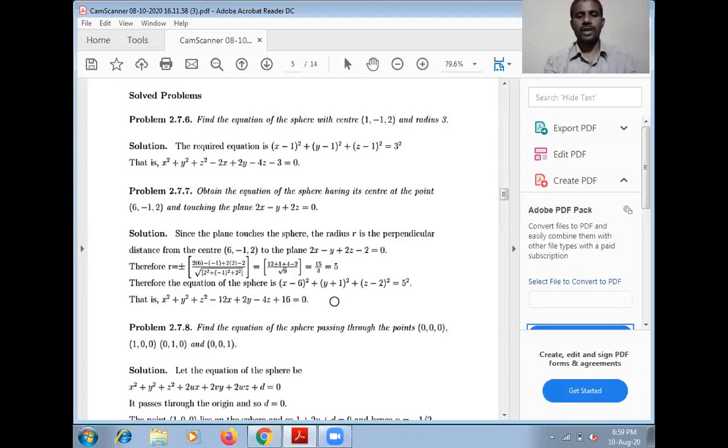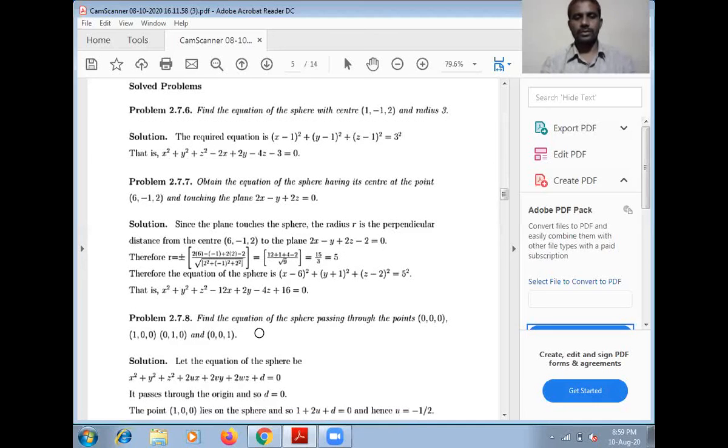So therefore the equation of the sphere is x minus 6 whole square plus y plus 1 whole square plus z minus 2 whole square equal to 5 square. Now expand this equation, we get the equation of sphere. So that is x square plus y square plus z square minus 12x minus 4z plus 16 equal to 0. This is the required equation of sphere.